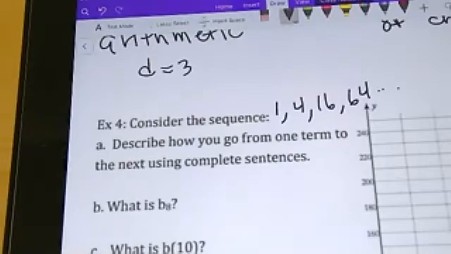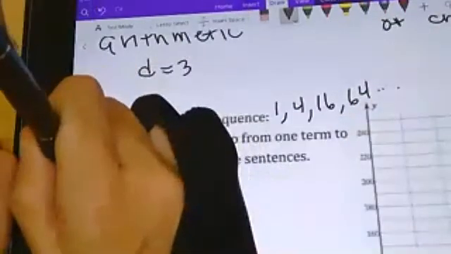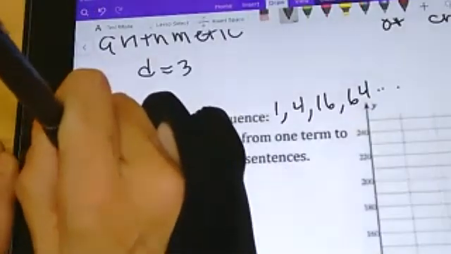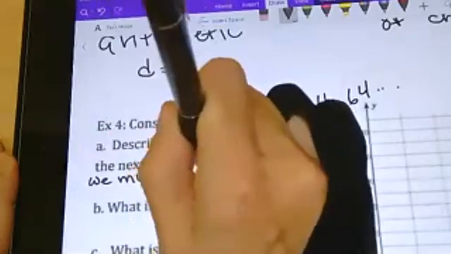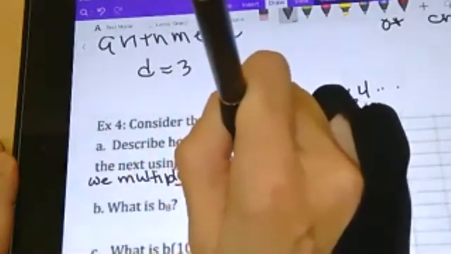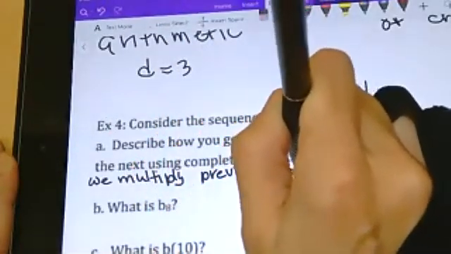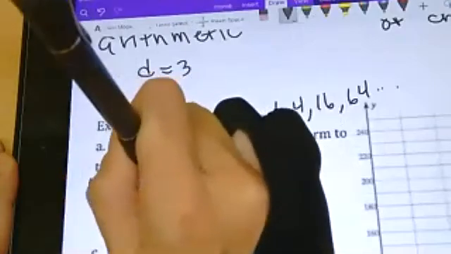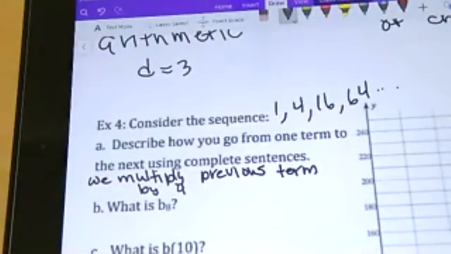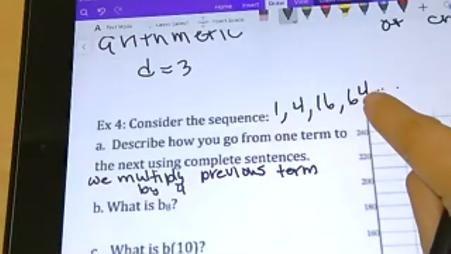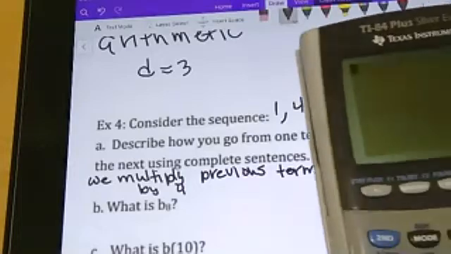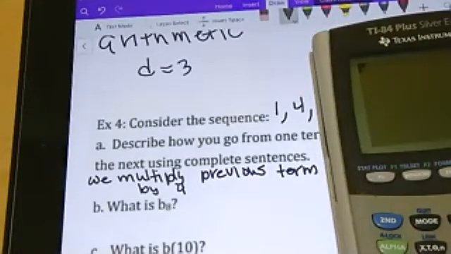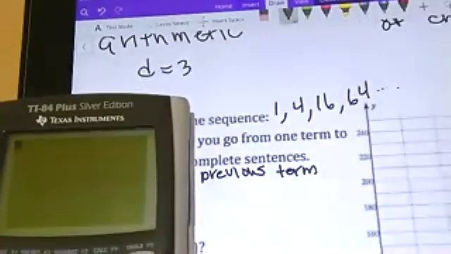Multiply by 4. Okay, so we multiply the previous term by 4. So I've got 4 terms up here. So if I were to keep going, by the way, this makes it geometric. I would basically use a calculator because these numbers are going to get really big really fast.